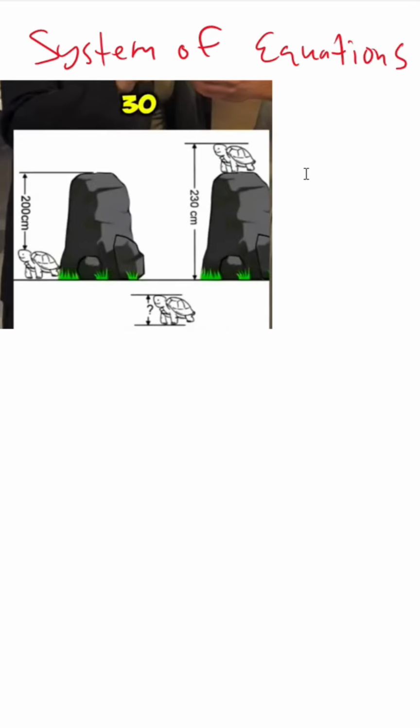Solve this using something called system of equations. So essentially what we're gonna do is we're gonna create two linear equations with variables to figure out the height of the turtle. Okay, so let's assign our variables.